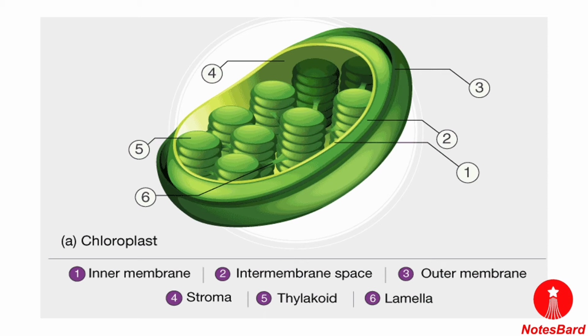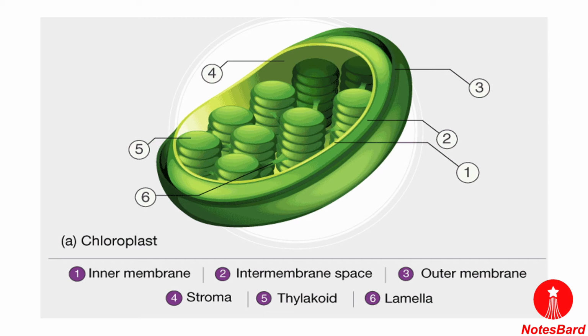So chloroplast is an organelle that contains the photosynthetic pigments, for example chlorophyll, that gives green color to the plant. They capture the sunlight and convert it into useful energy, and they release the oxygen from the water.